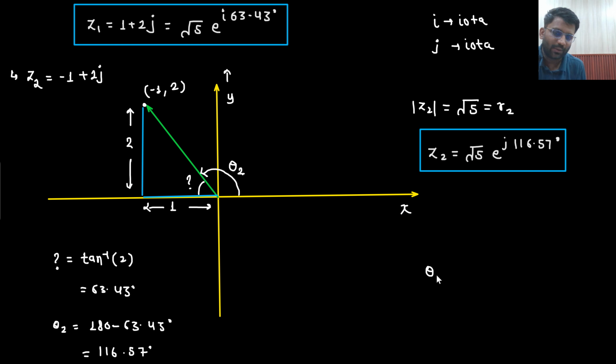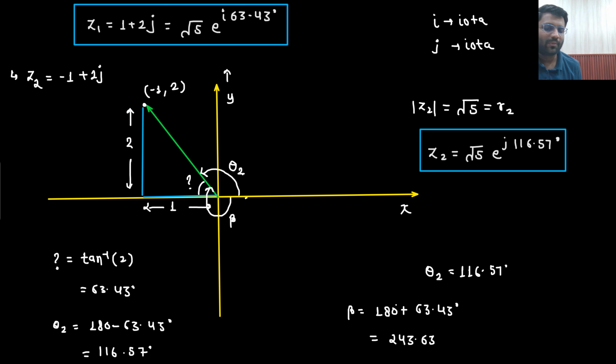Similarly, here as well, someone would say, sir, you wrote down the angle theta 2 as 116.57. Someone would say that I would measure the angle with the positive x-axis in the clockwise direction. This is how I will measure it. Someone can argue that this is how I will measure the other angle. So let's say this angle is beta. What is the value of beta? The value of beta I can directly see is 180 degrees plus 63.43 degrees, which is 243.43 degrees. Yeah, so this is your beta.